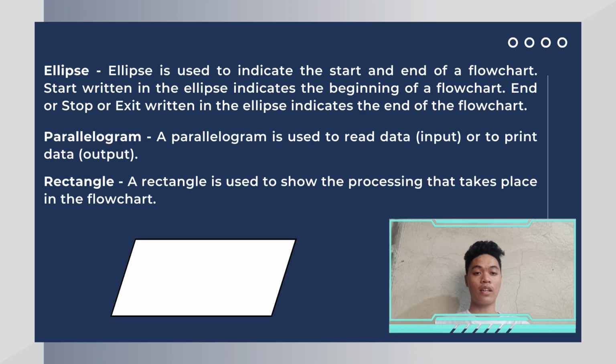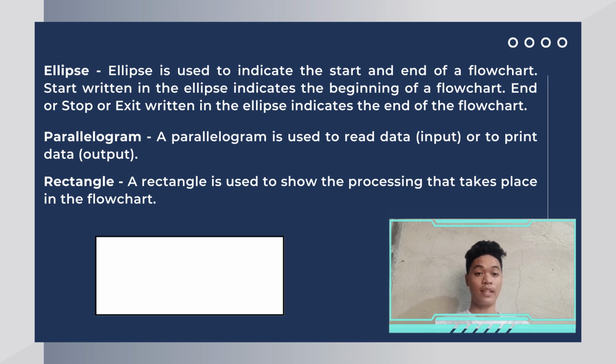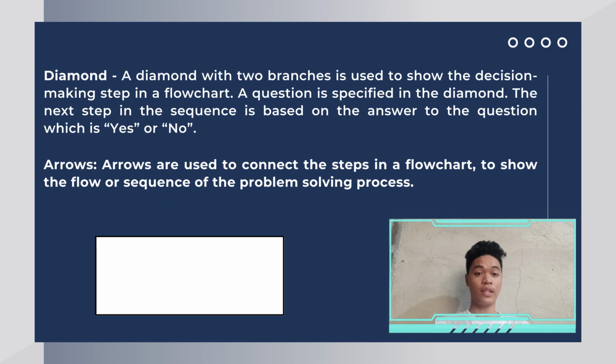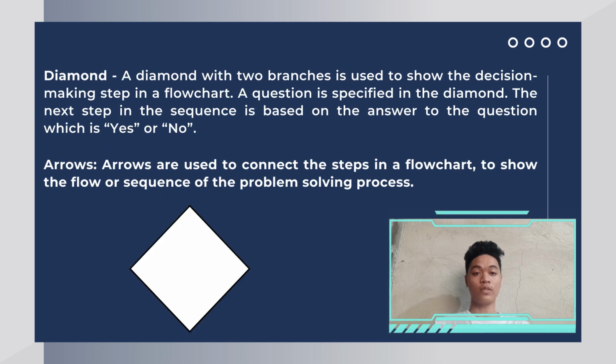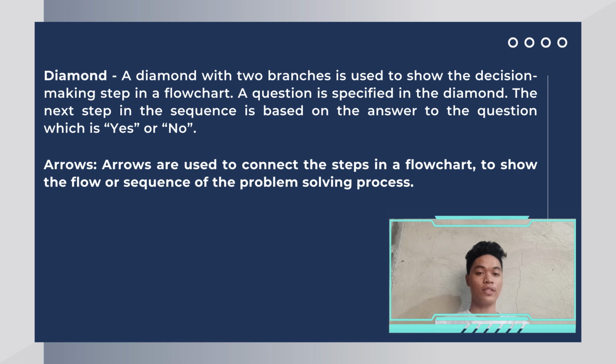Then we have a parallelogram that is used for inputting and outputting data, a rectangle that holds a process in a flowchart, and lastly a diamond that is used to show two paths when a certain condition is met. Mostly the questions are only answerable by yes or no. And Mr. Santos will then give an example of a flowchart.